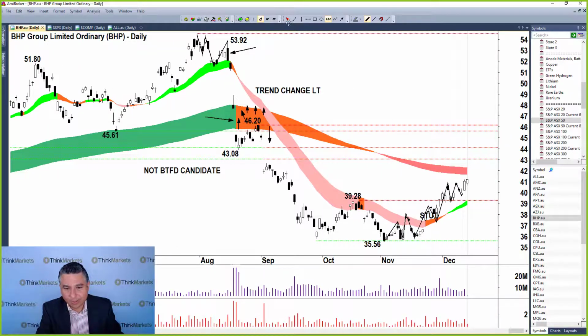Fantastic short-term uptrend. This is going to offer support going forward. Dynamic support. No longer offering us resistance, so we can expect some demand through here.